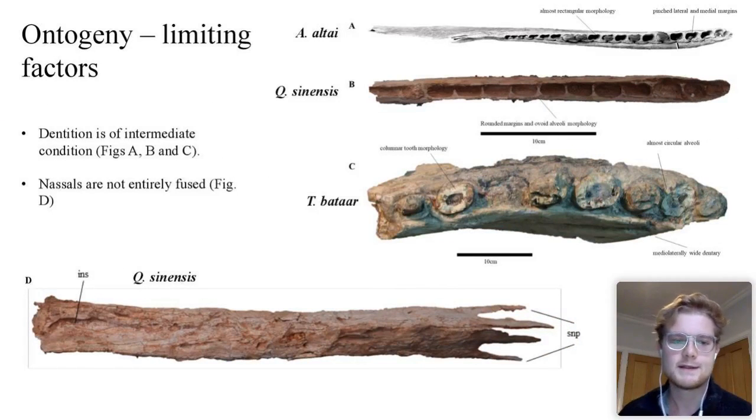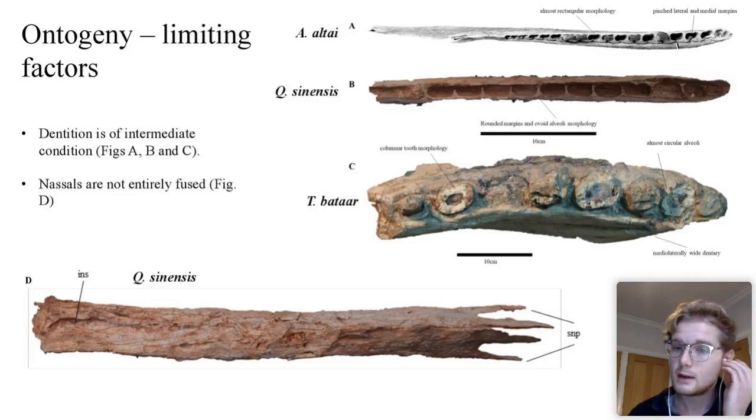So, limiting factors. This dentition issue becomes a bit more apparent when you look at figure C there, which is an adult tyrannosaurid, and you can see that these teeth almost become columns. And although Qianzhousaurus isn't quite there, it is certainly more so than in juvenile tyrannosaurids. So although it's getting there, it's nowhere near this columnar condition that we see in large adult tyrannosaurids.